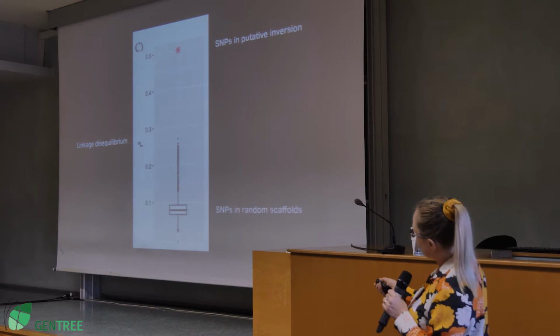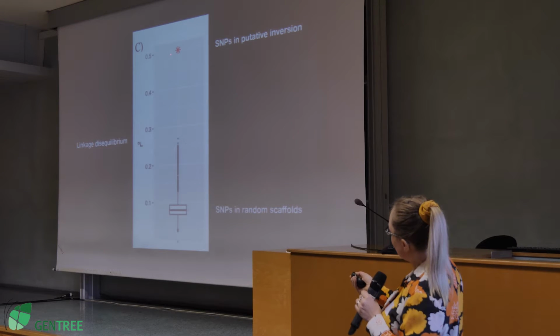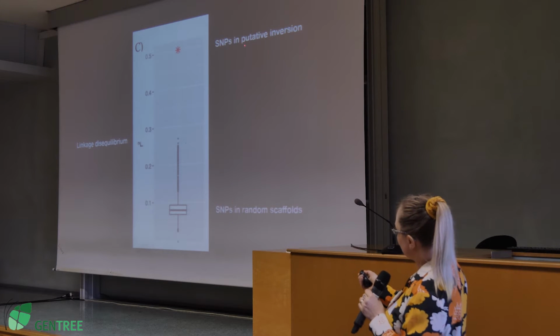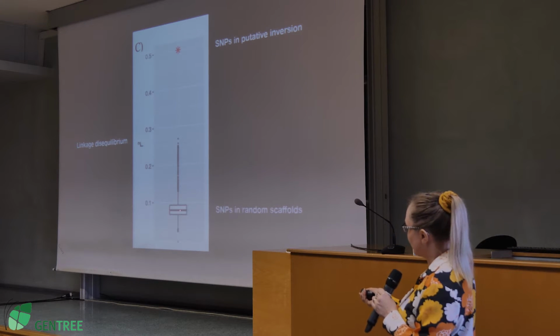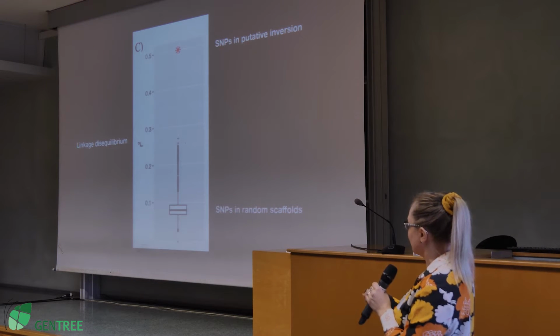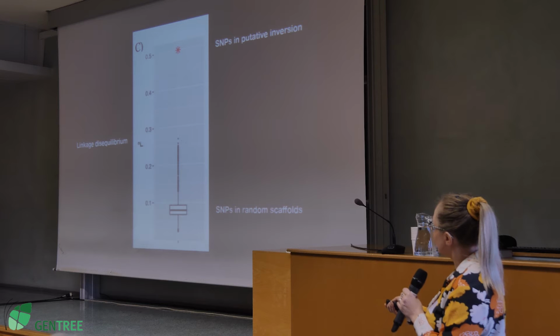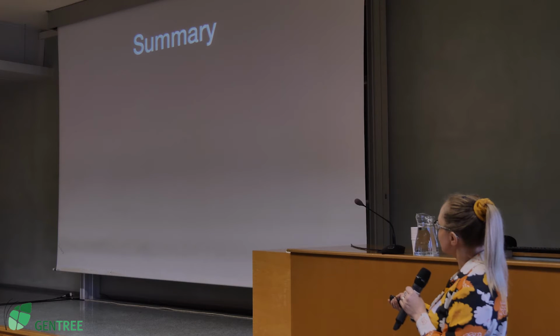To demonstrate this effect, this is the measure of linkage disequilibrium, R squared, and it's about 0.5 in the SNPs in this putative inversion. If we make permutations across random scaffolds with the same number of SNPs, the linkage disequilibrium is much lower. So this group is definitely different from the genomic average.